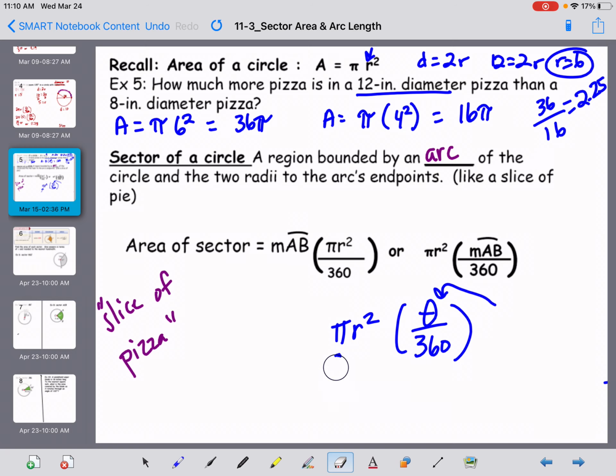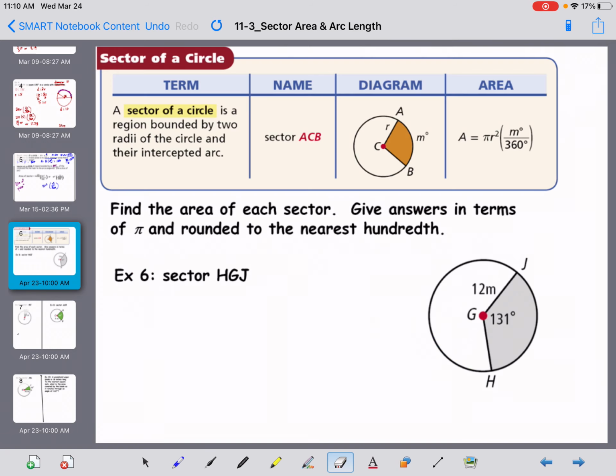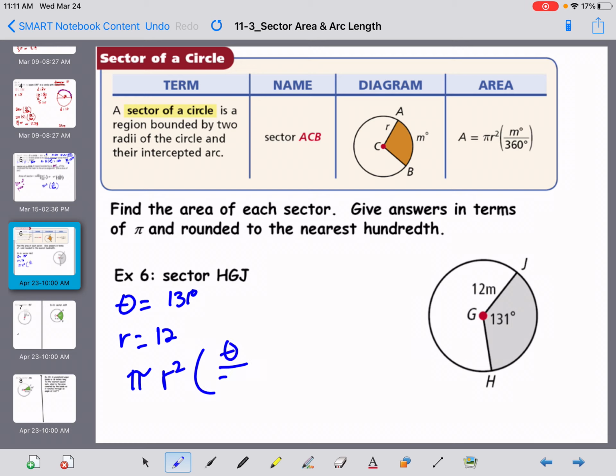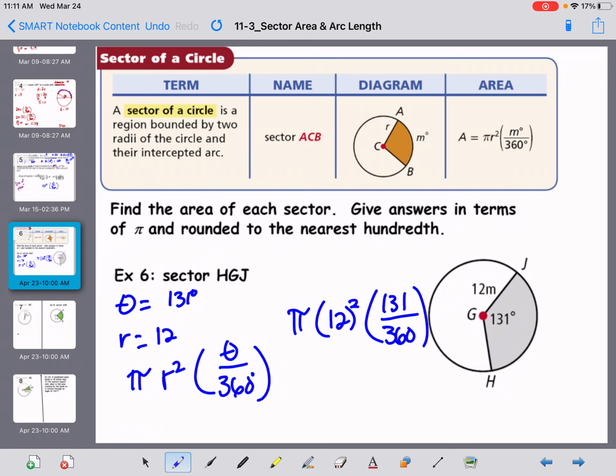So here's how these problems are going to work. We still need to know the same thing. We still need to know what that theta is, what that angle is, and we still need to know radius. So when we look at our problems here, we've got 131 degrees for our theta, and our radius is 12. So we've got pi r squared, and then the little portion. So pi 12 squared, 131 is our theta, over 360.